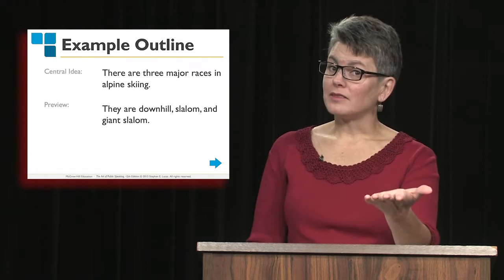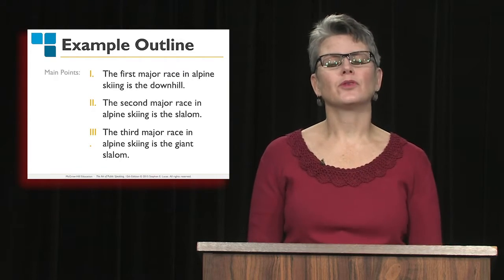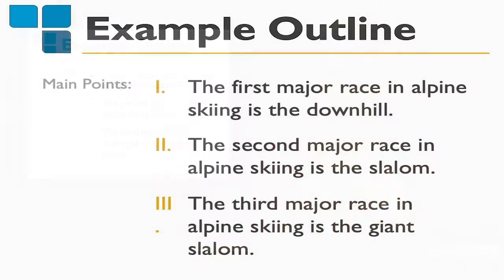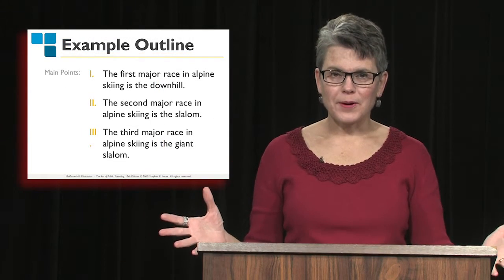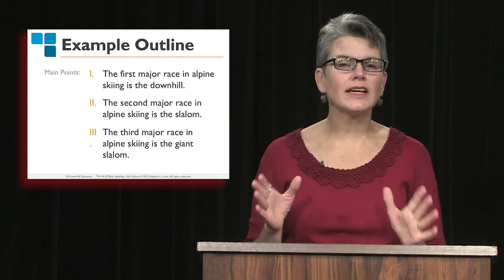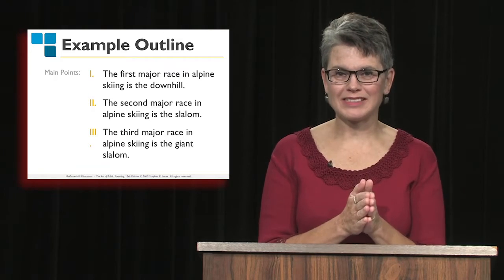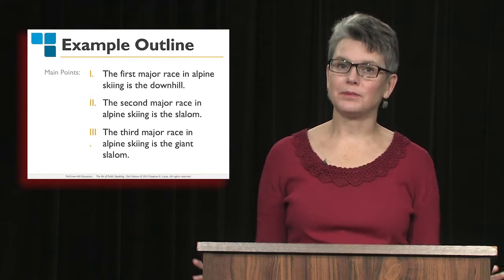So now that I've got my main ideas, downhill, slalom and giant slalom, I can definitely work right into my main points. The first major race in alpine skiing is the downhill. The second major race is the slalom. The third major race is the giant slalom. Wow, I have the skeletal outline already started. And all I did was I started with a really strong and stable thesis statement. And the rest just sort of fell into place.